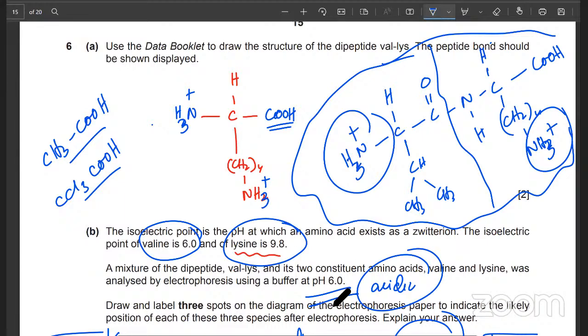अच्छा नहीं, मैं बताता हूँ कि इसके अंदर what I did was, what the guess that I made, not for valine and lysine, for this dipeptide. They didn't tell us what the isoelectric point was in the question. They just told you that electrophoresis was happening at pH 6.